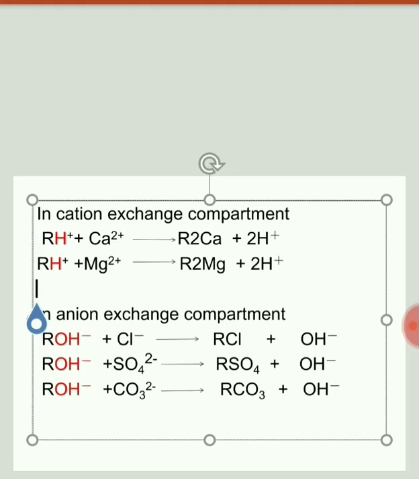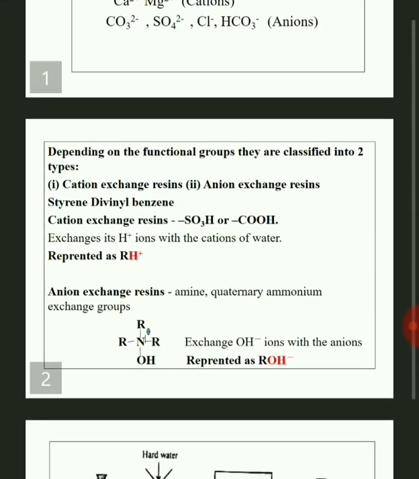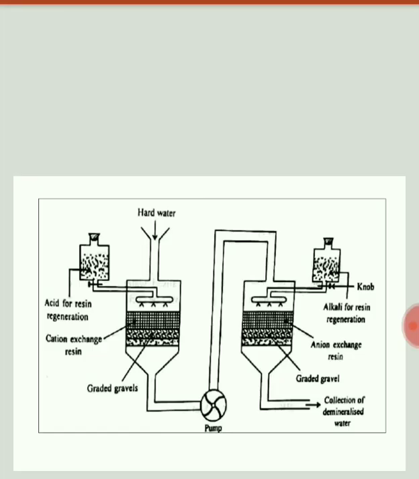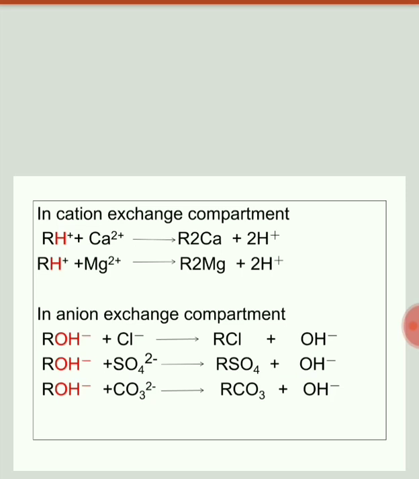Next, let's go for the next compartment. Water coming out of the cation exchange compartment is free from cations. At the bottom we can see a pump. Now water free from cations has to be pumped to another compartment that contains anion exchange resins. When water comes in contact with anion exchange resins, the anions are chlorides, sulfates, carbonates, bicarbonates.